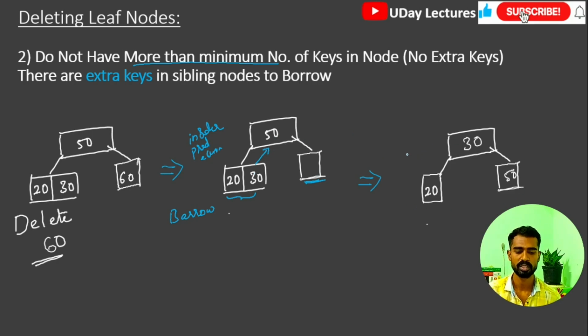So I hope you understood this case also, wherein we don't have the minimum number of keys in the present node, but we have extra keys in the sibling node. And in that case, we are going to make use of the borrowing operation.